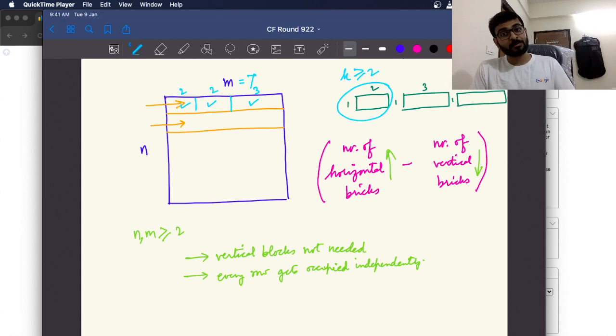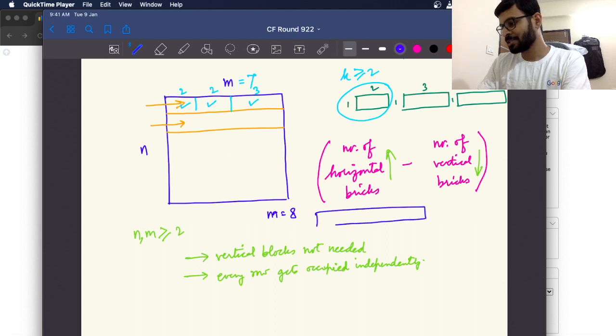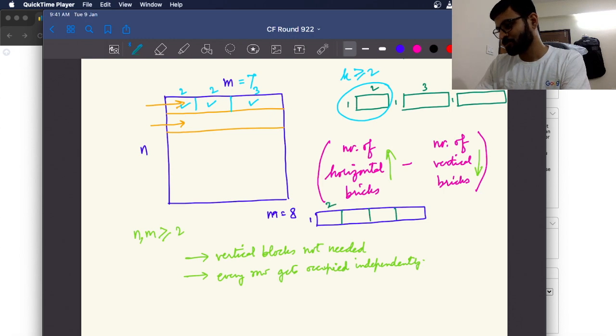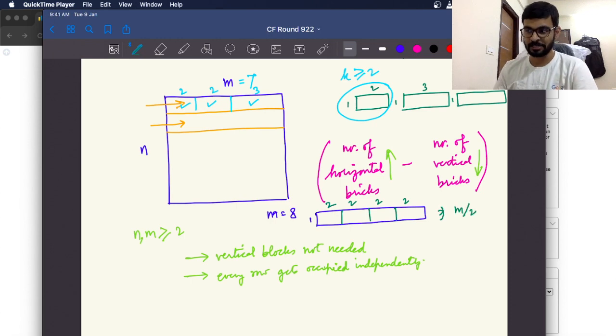If m is an even number, you can keep 1 into 2 bricks all over. So if m would have been 8, then it basically looks like this, 1 into 8, and you can divide it into 1, 2, 3, 4, that is 2, 2, 2, 2. In this way you can basically divide it. That's it. So it's very clear that in this case, every row gives you m by 2 blocks. That is the best you can get.